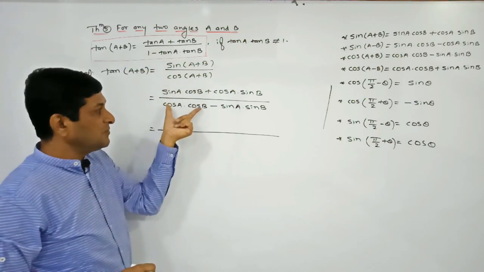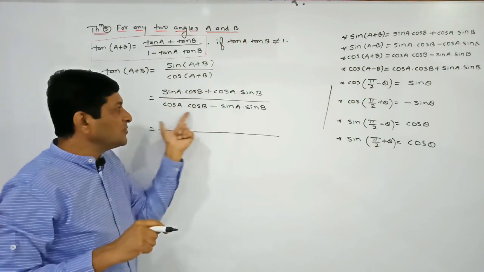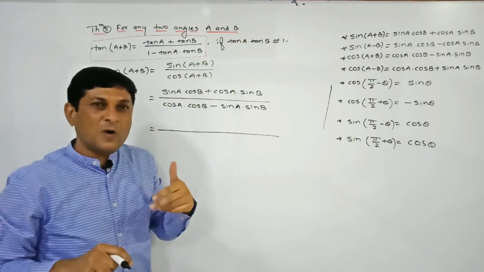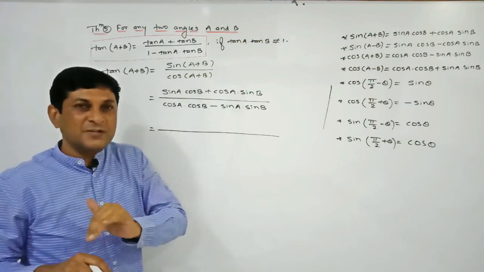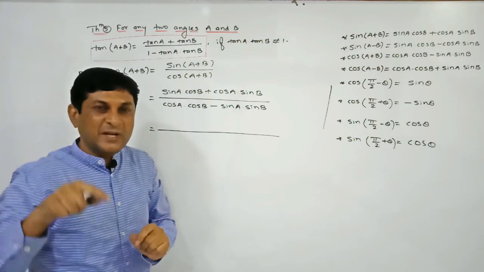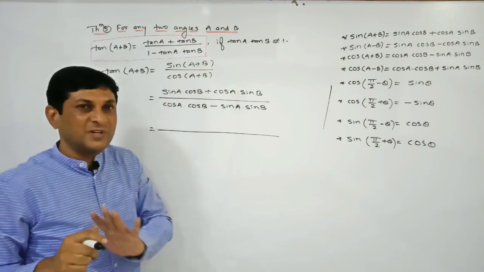So here we will require 1. And here we will get 1 if we are dividing cos A into cos B by what? Cos A into cos B. If we are dividing cos A into cos B by cos A into cos B, then the terms will get cancelled and we will get what? 1, because division of the same two terms will be equal to 1.